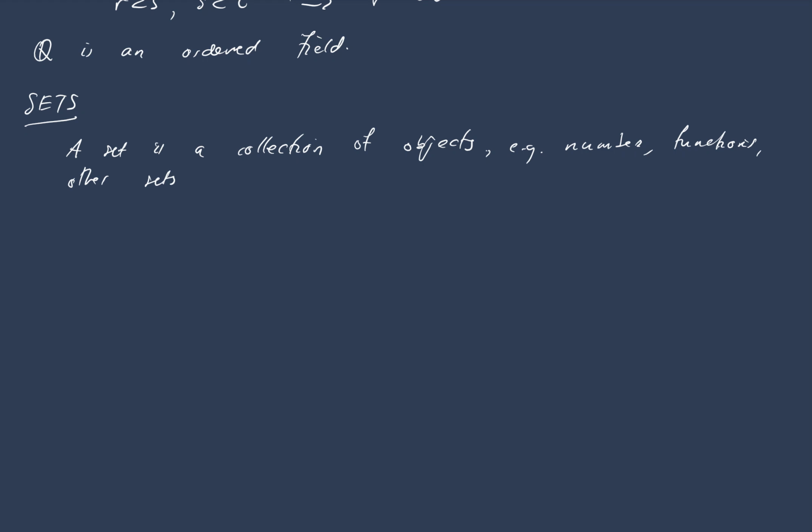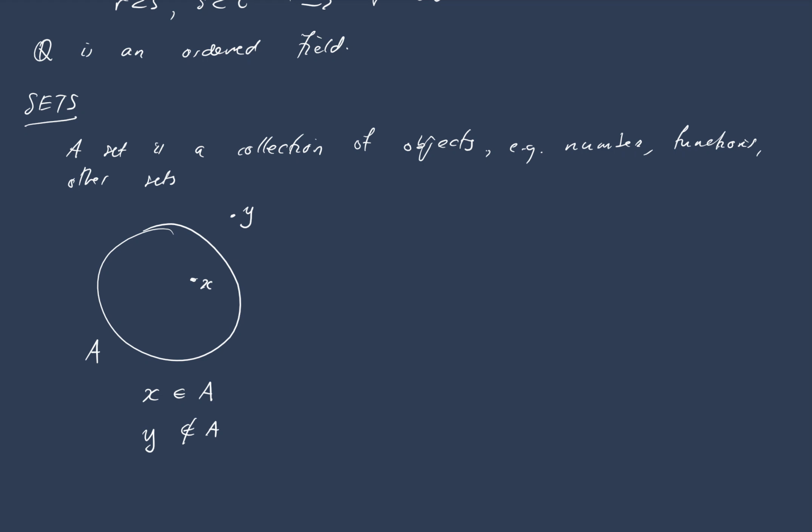So given a set A, let's just do it pictorially. You may have met Venn diagrams before, so that will help. This is our set A. If I have an element x inside it, I write that x is an element of A using that notation here. If I have an element y that's not inside my set, then I write y is not an element of A.